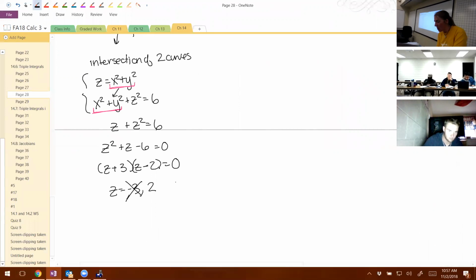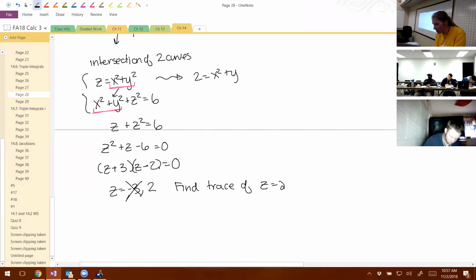So really now we're going to go back and find the trace. And you can pick either one of the curves. It doesn't matter which one you do. They're the same thing at each point. To find the trace when z equals 2, let's just take the first one since it's shorter. If we go back and let z equal 2, that's going to be the equation of our circle.